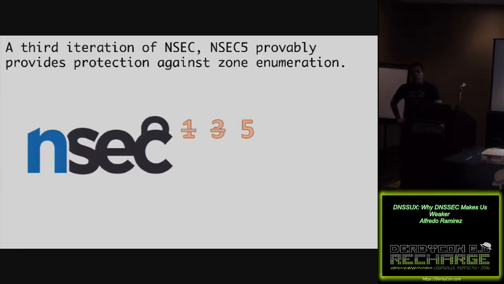NSEC5, which was proposed in 2015, uses, I forget what the hashing scheme is exactly, but it provides provable protection against enumeration. The issue, of course, is that it's not very old. It was basically in an academic paper in 2014, which means nobody's implemented it yet.